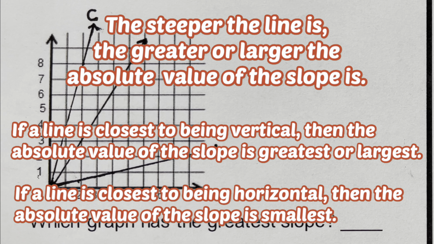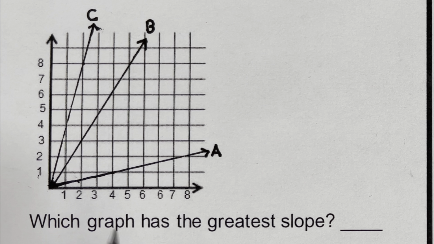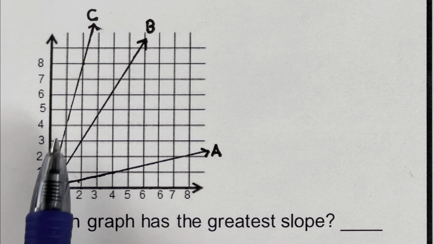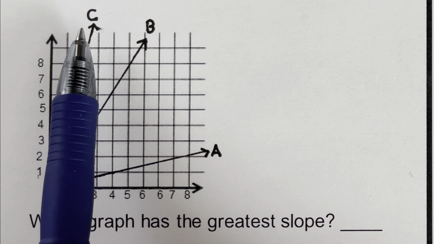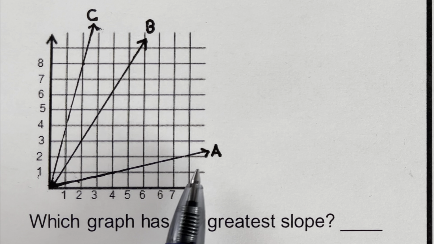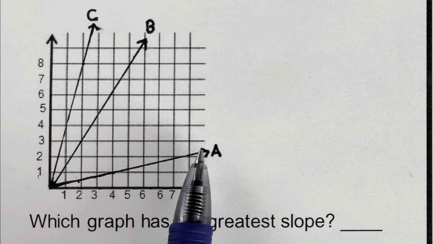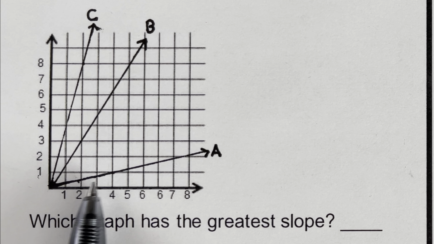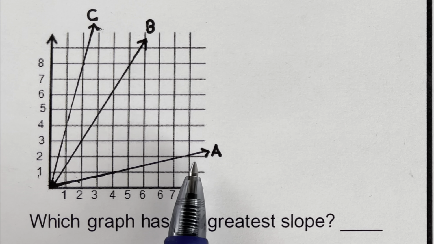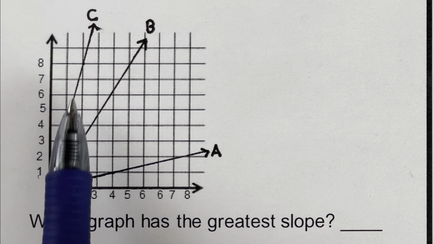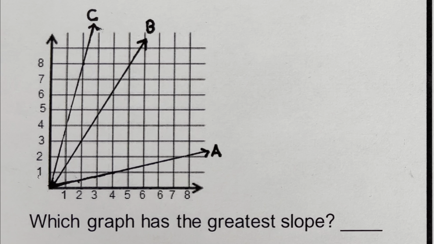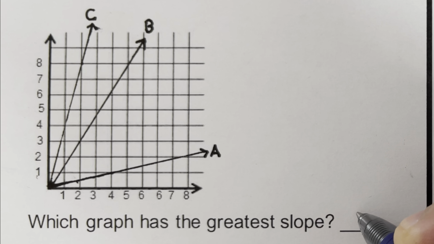So just by looking at these lines right here, we can tell that line C is closest to being vertical, while line A is closest to being horizontal. Therefore, we can go ahead and say that A has the least or the smallest slope, while C has the greatest or the largest slope. So we can go ahead and write the answer for this as line C.